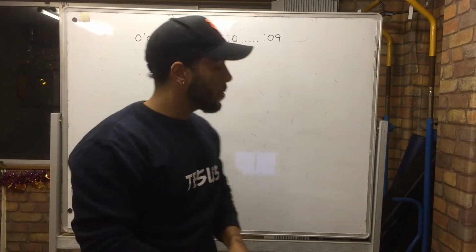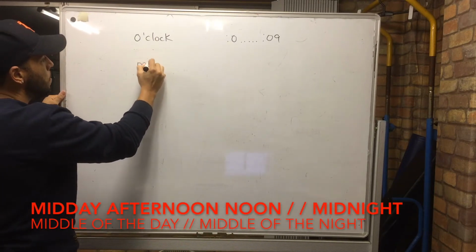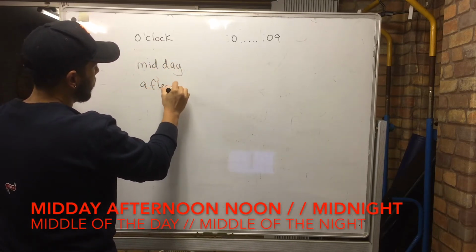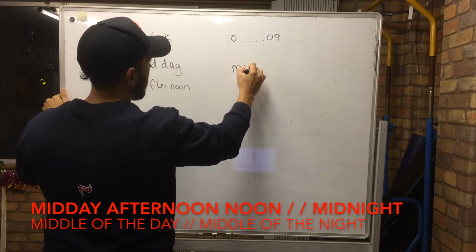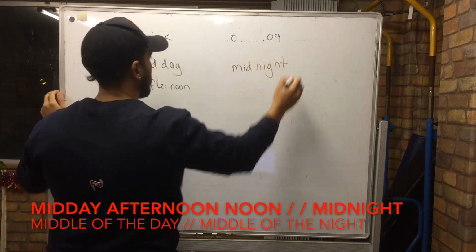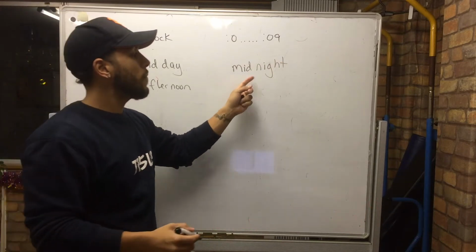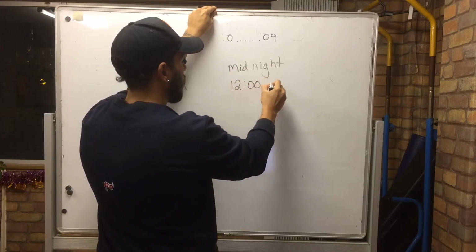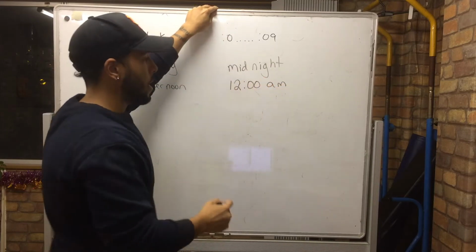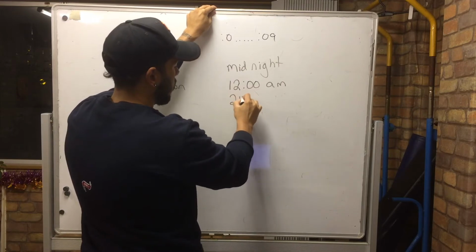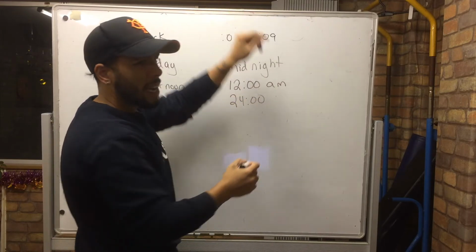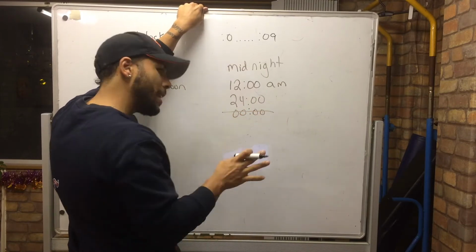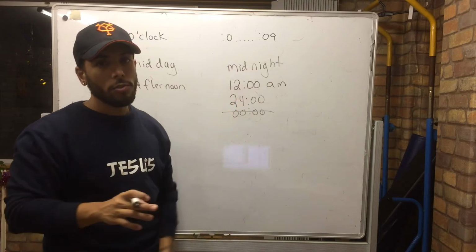Okay, now, next thing that we're going to do is midday or afternoon and midnight. So let's do midnight first. Midnight is 12 o'clock a.m., or 2400. I think I asked some people, and I heard some people say 0000, but I'm really not sure about that. Don't take my word for it, but it's 2400 if I'm not mistaken.